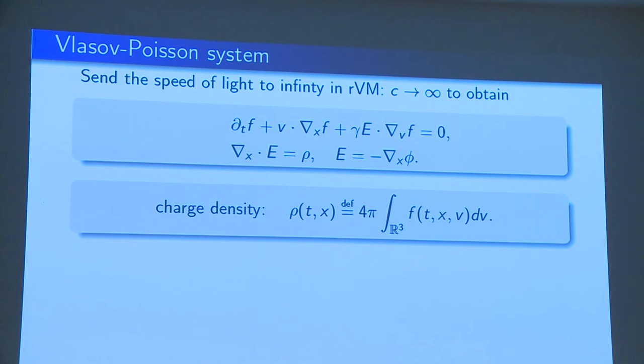Although there are things you can do, like consider a massless relativistic Vlasov-Maxwell. We're not doing that, but I just wanted to make the point that it's not completely easy to derive heuristics from scaling for relativistic Vlasov-Maxwell, because when you rescale, you get Vlasov-Poisson.